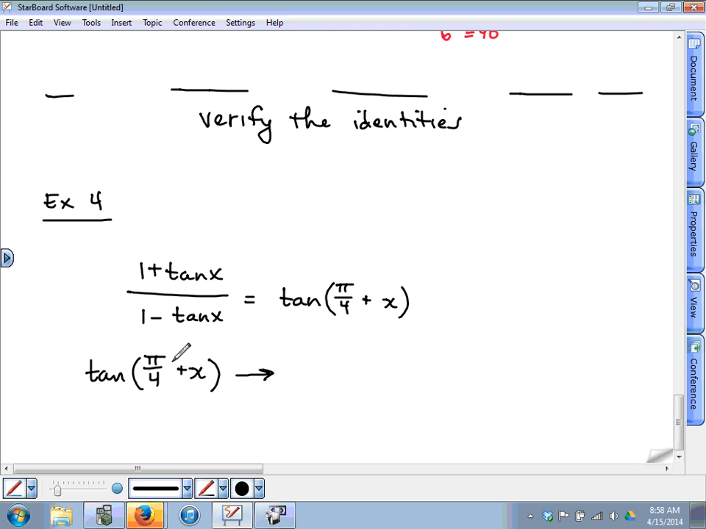These tangent ones are a little tricky to remember. The sine and cosine ones aren't so bad, but the tangent ones still have a pattern at least. You remember what the pattern was? Tangent plus tangent divided by 1 minus tangent tangent. So it's tangent of pi fourths plus tangent of x over 1 minus tangent of pi fourths tangent of x, and we're almost done.